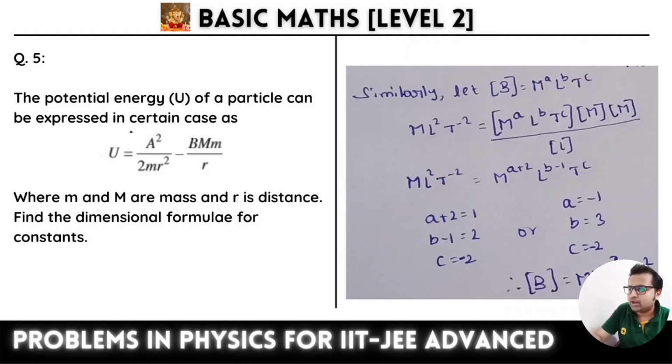Okay. Similarly, let the dimensional formula for B be M^a L^b T^c. So similarly, we have to just equate. For energy we know, and for this we have calculated that this B, we have assumed M^a L^b T^c and mass m upon L. So when you do the solving and comparing, you get a = minus 1, b = 3, c = minus 2, and you get the answer. So it was an easy question. So I hope you got the concept.